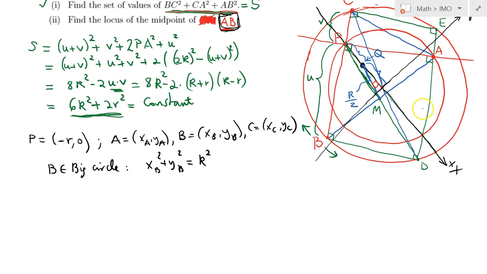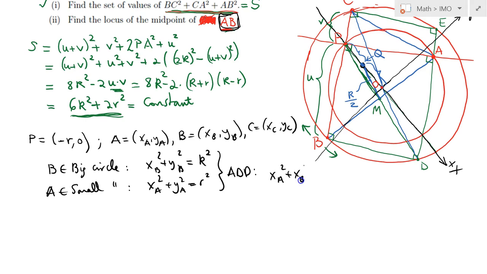A is on the smaller circle, and as a result, xa squared plus ya squared is equal to r squared. If you add these, you get that xa squared plus xb squared plus ya squared plus yb squared is equal to R squared plus r squared. That's a first result. Another result can be found by noticing that BP is perpendicular to AP.